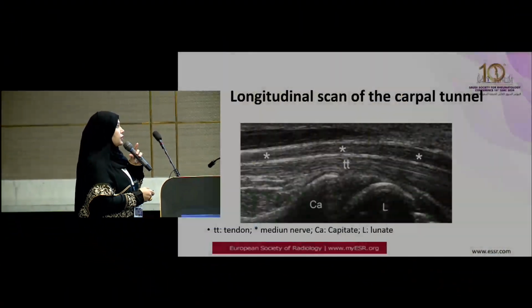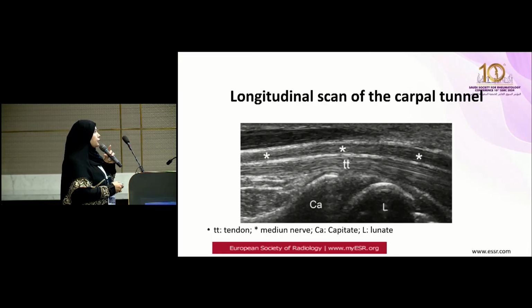Confirm your finding by longitudinal scan. You can appreciate the median nerve on top of the flexor tendons, and it looks slightly hypoechoic in comparison to the flexor tendon.